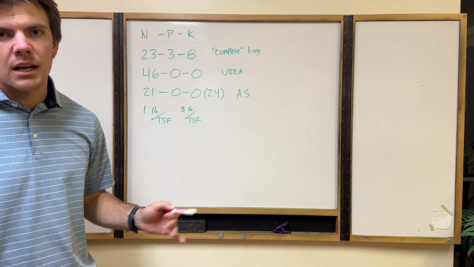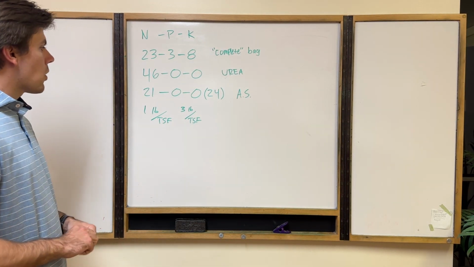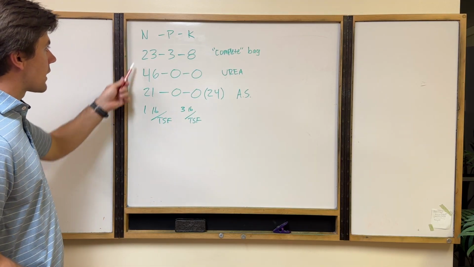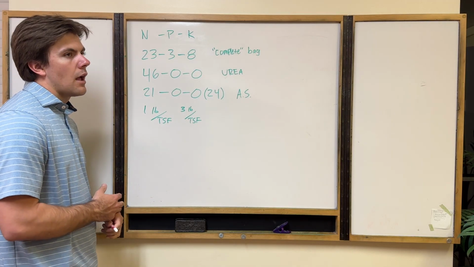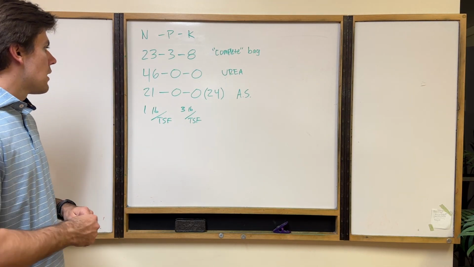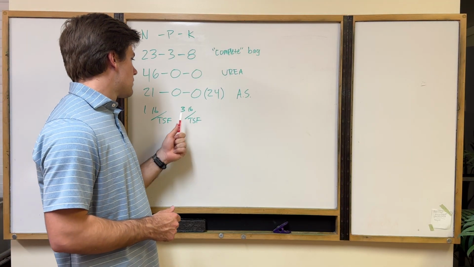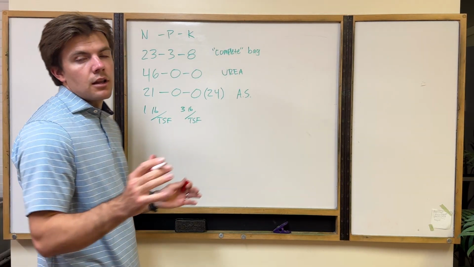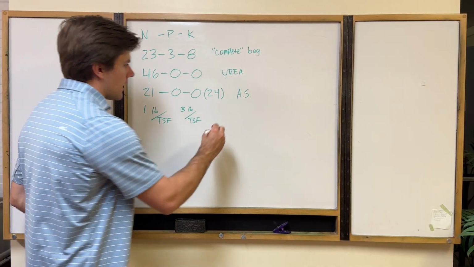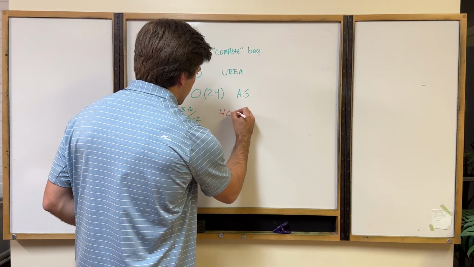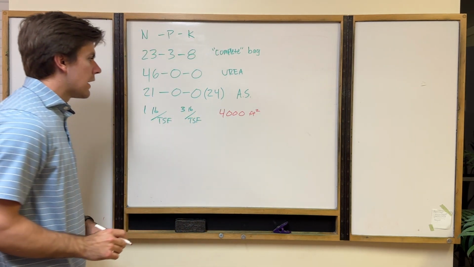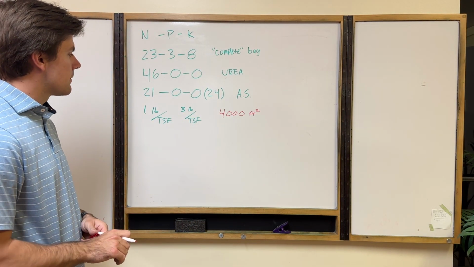All right, we're switching segments a little bit now. I'm going to go over calculating rates. Let's say you want to put 1 pound of nitrogen down for every 1,000 square feet, or you want to put 3 pounds of nitrogen down per 1,000 square feet. Let's say you have a yard that is 4,000 square feet, and you're doing 3 pounds of nitrogen.